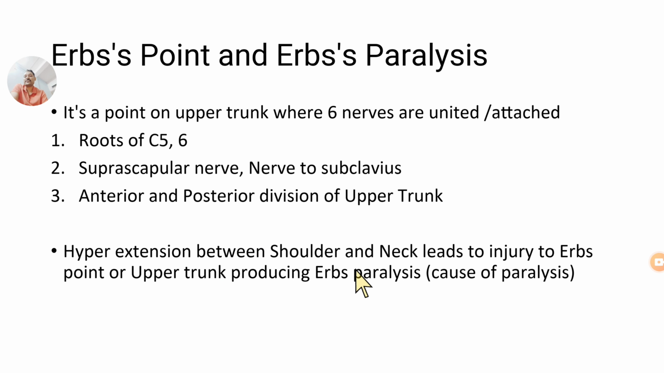And hyperextension of your shoulder and neck region. So between the neck and the shoulder, if there is a hyperextension like this, too much, in an accidental case at the birth of a baby, it will lead to that point where you get injury to the upper trunk. And this contributes to the Erb-Duchenne paralysis. So this is Erb's paralysis, and this is the cause: neck hyperextension. You have to remember the neck hyperextension, overstretching, or sudden impact over the lower portion of the neck particularly. It will lead to the paralysis called Erb's paralysis.